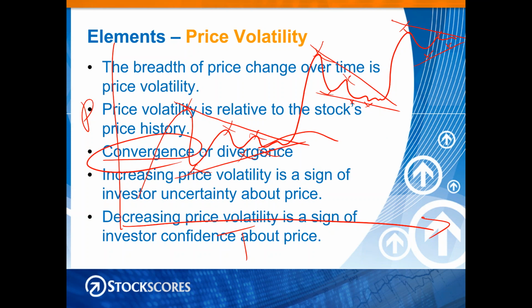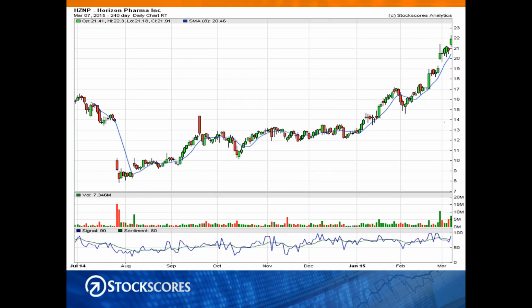So when the lines that you draw across the tops and bottoms are converging toward one another, you have diminishing price volatility. If the lines that you draw across the tops and bottoms are expanding or diverging, then you have greater uncertainty. This is confidence. This is uncertainty.